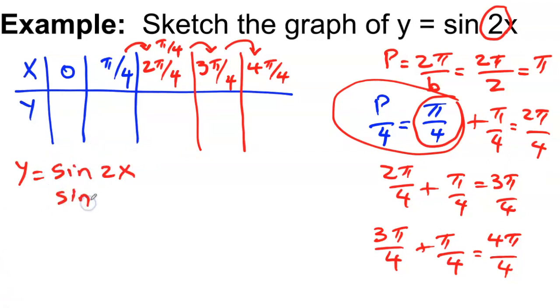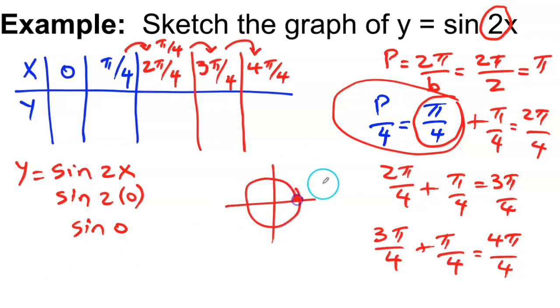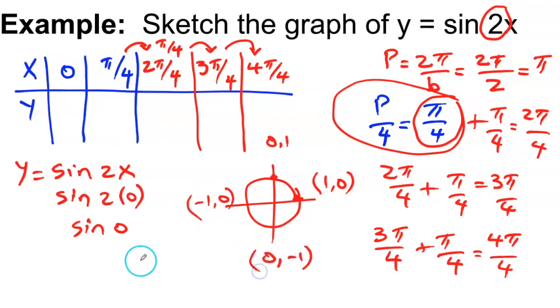So my first value is 0. So it's 2 times 0, which is 0. So sine of 0, according to my unit circle, remember, you have to bring that. You have to remember your unit circle. This value is 1, 0. Pi over 2 is going to give you 0, 1. Pi is going to give you negative 1, 0. And 3 pi over 2 is going to give you 0, negative 1. Keep that in mind. So sine of 0 is 0.